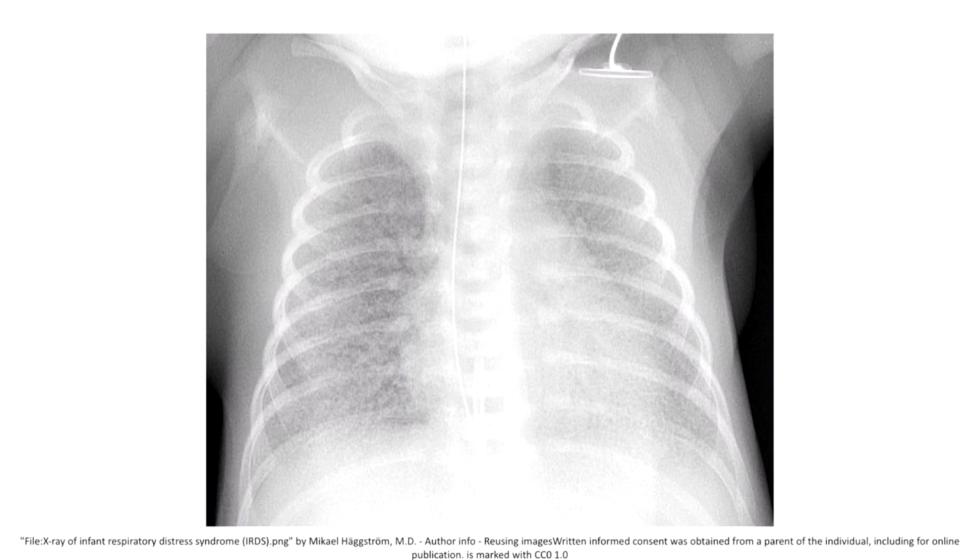Here is a chest x-ray of an infant with respiratory distress syndrome. In a normal chest x-ray, the lungs would appear dark. Here, we can see that the lungs have a lighter color and decreased lung volumes, which is characteristic of respiratory distress syndrome. In addition, we can see air bronchograms in the right lung, for example, right here. These are the darker outlines of the bronchi that can be seen on the chest x-ray.